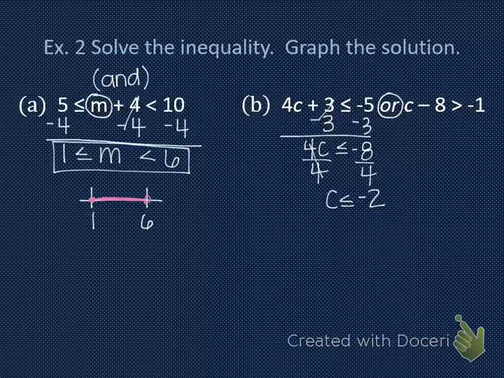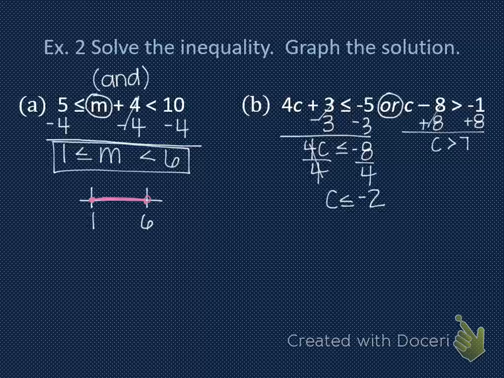All right, now, don't box anything in yet because we're not finished. We have a second inequality that we have to solve. On the other side of the word "or," we have c minus 8 is greater than negative 1. So how do I solve this inequality? I add 8 to both sides. Perfect. So c is greater than what? 7. Now, do I need to flip the sign? No. Definitely not, because we added, we didn't even multiply or divide in this problem.